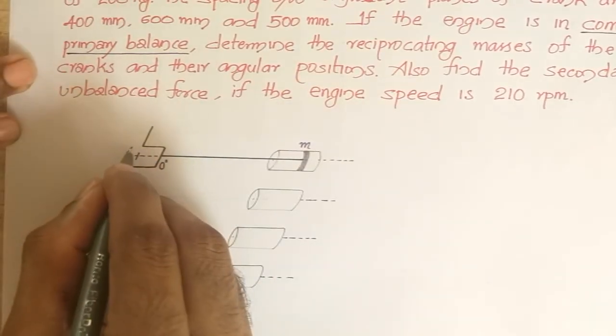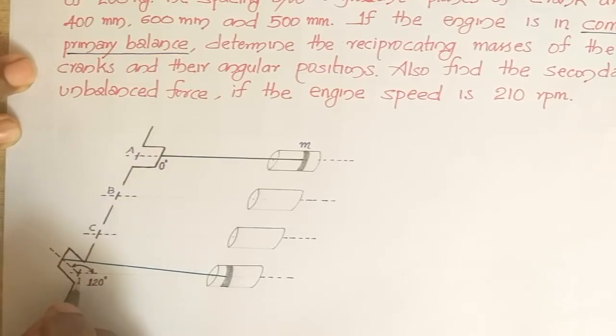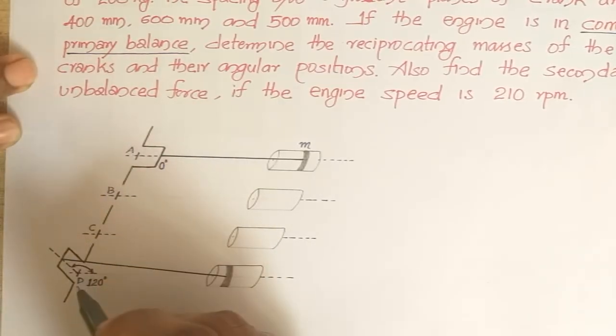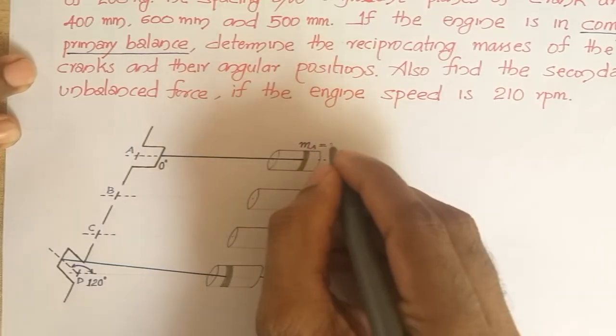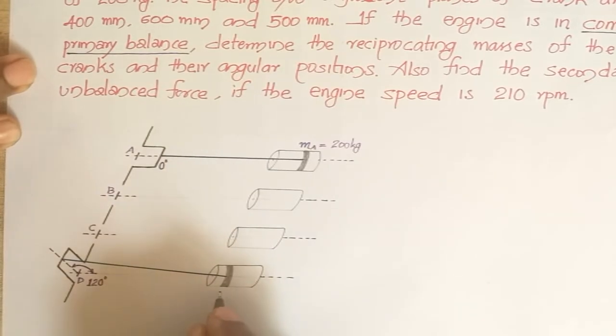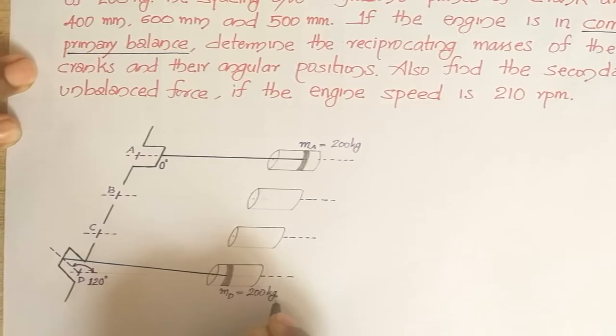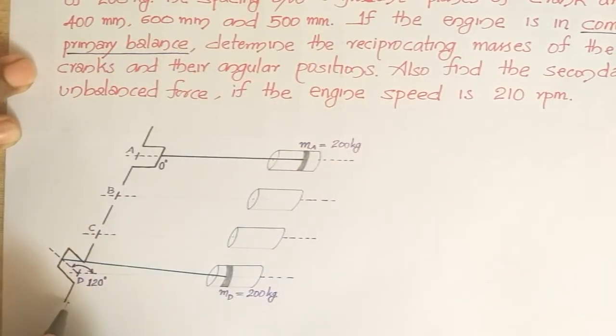This plane will be named as A, then B, this plane will be C, and this is D. A and D are the outer cranks, and B and C are the inner cranks. So at A, the mass of reciprocating parts, I will be naming it as MA, is 200 kg, and similarly MD, this is MD, which is also 200 kg. And this crank will be rotating at some angular velocity omega.